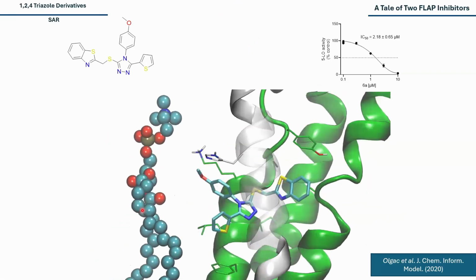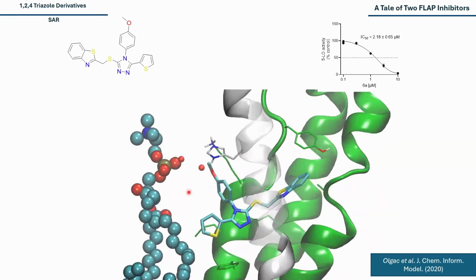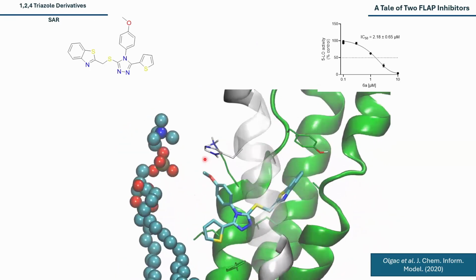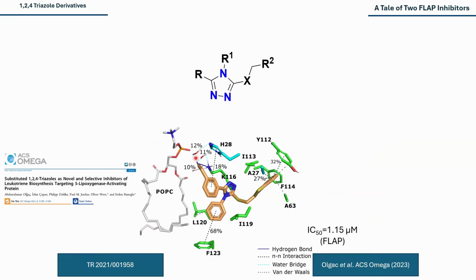First, this is the hit compound that we identified. You see the effect of hydrogen bonds here. By keeping the hydrogen bond and also replacing the position of the polar group from here to there, we flipped the compound inside the binding cavity and kept the inhibitory effect. In this way, we were able to identify selective inhibitors of 5-lipoxygenase activating protein.